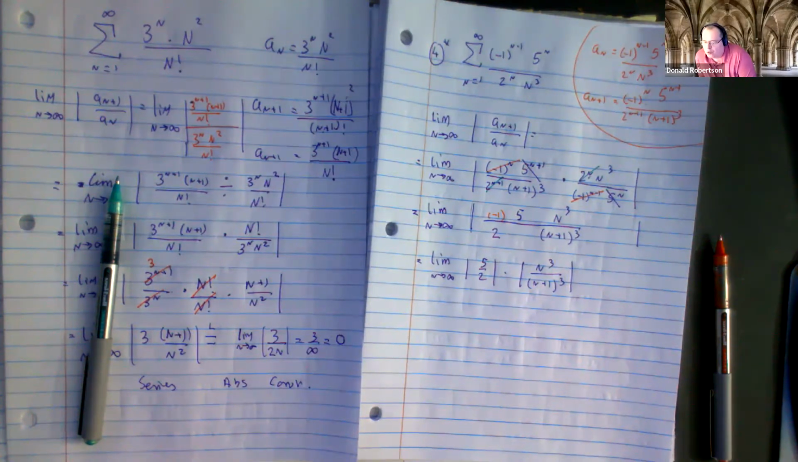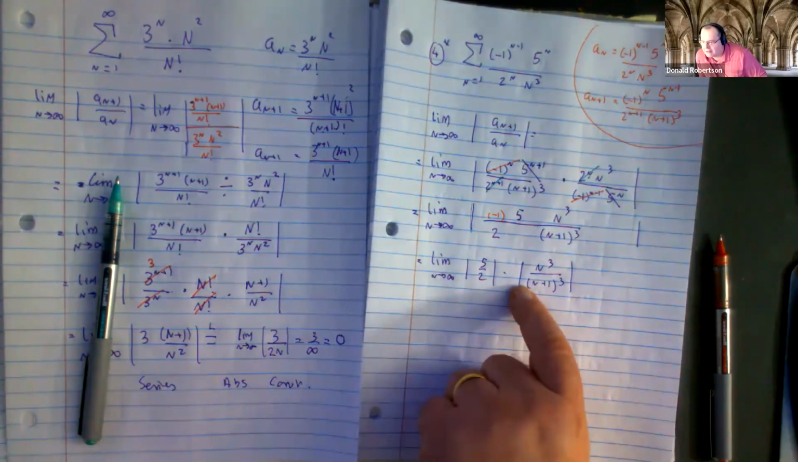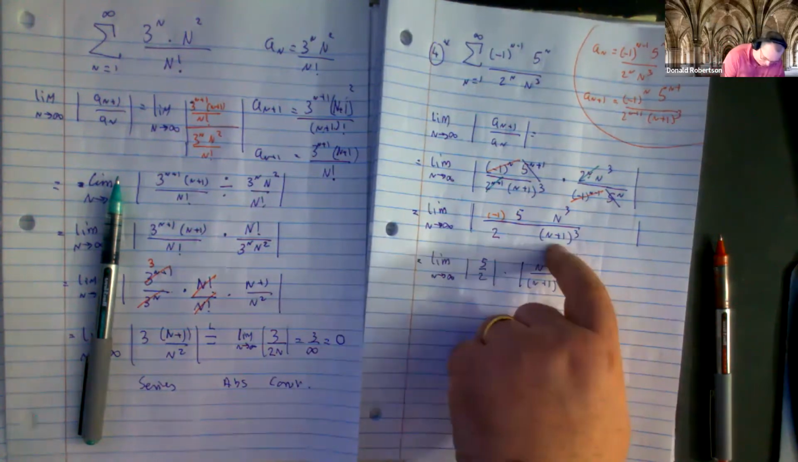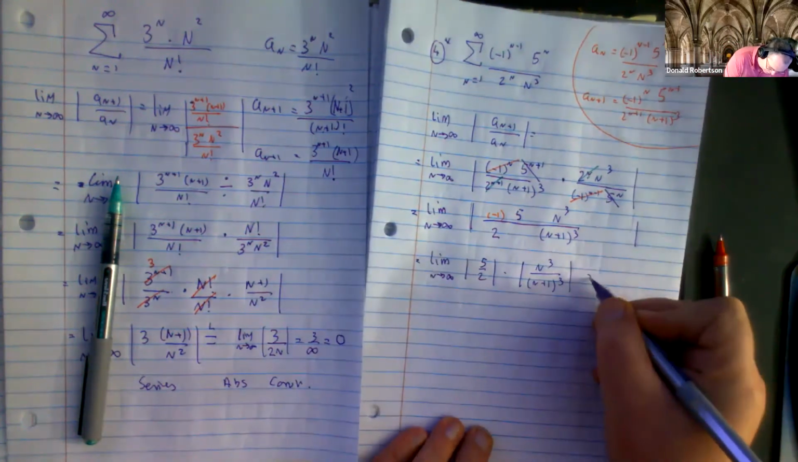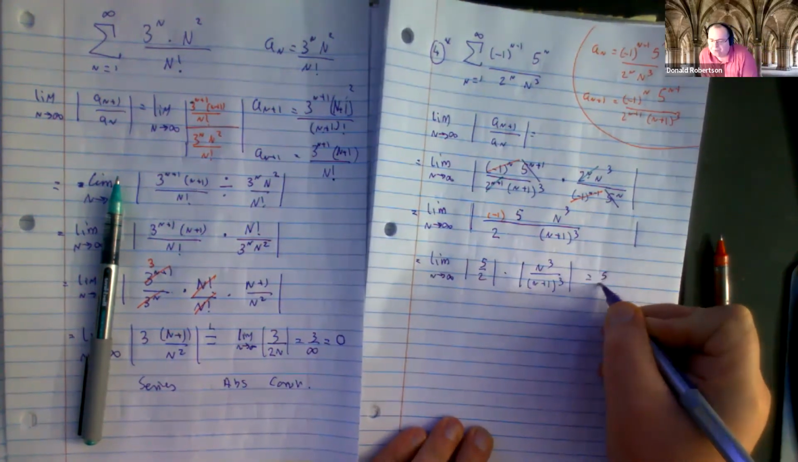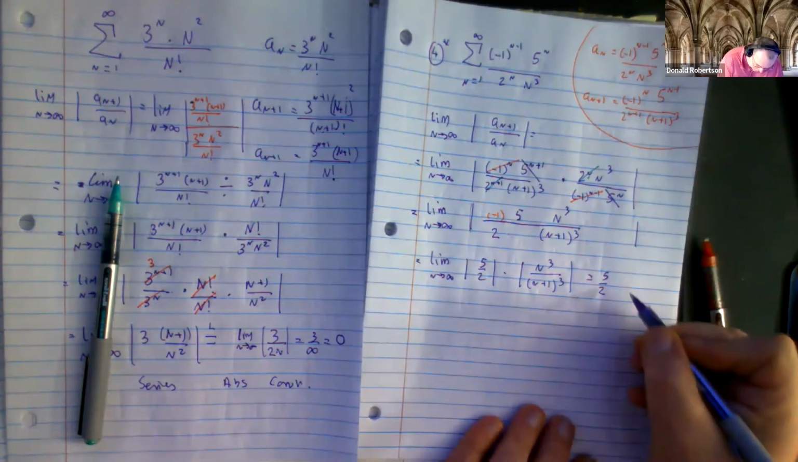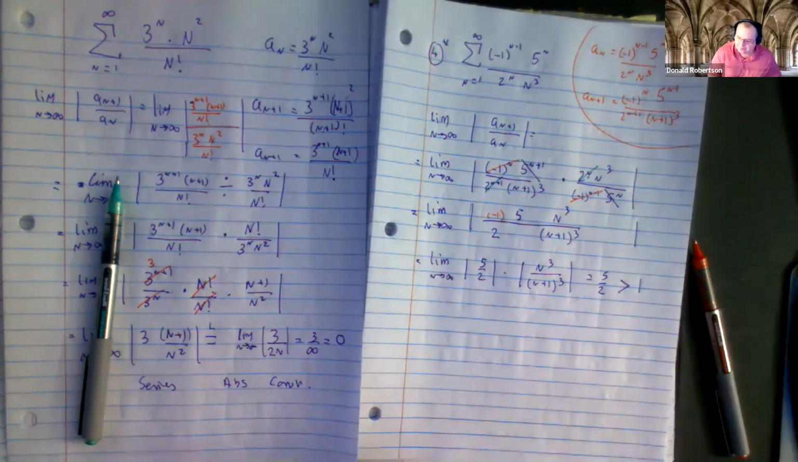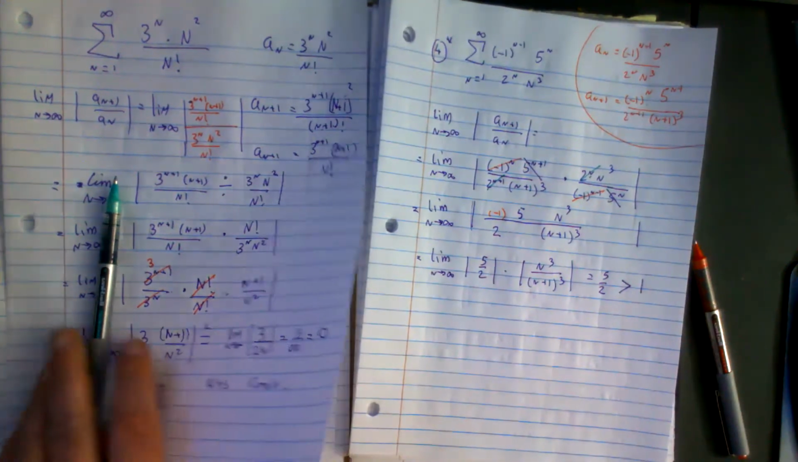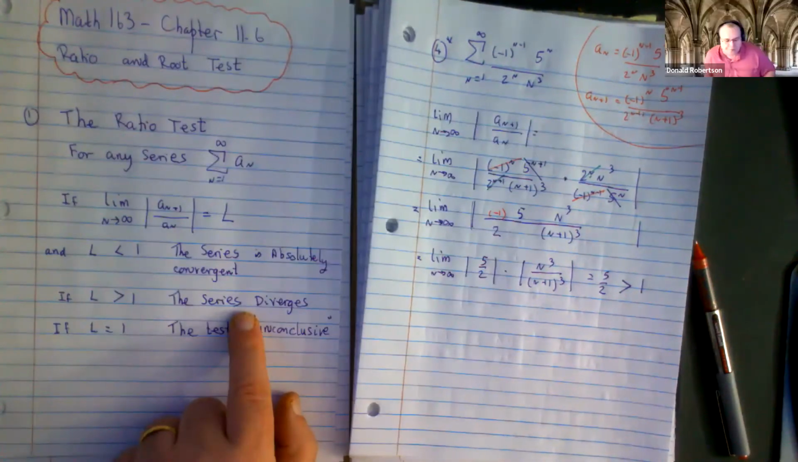Now you have to prove it, but I'm cutting corners here for time. Couldn't we do it by L'Hopital? Couldn't we FOIL out the bottom and then divide top and bottom by n cubed? But you get 1. So that means that your final answer is 5 halves. And 5 halves is greater than 1, isn't it? So that is, so conclusion.